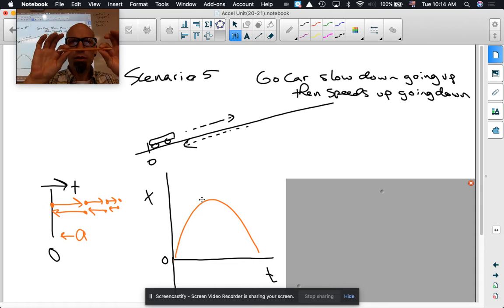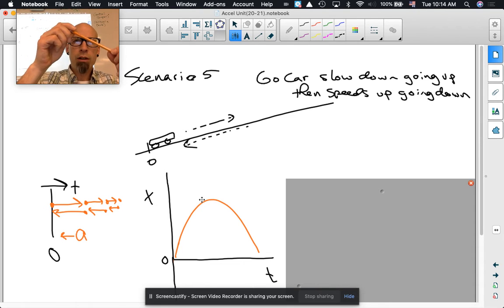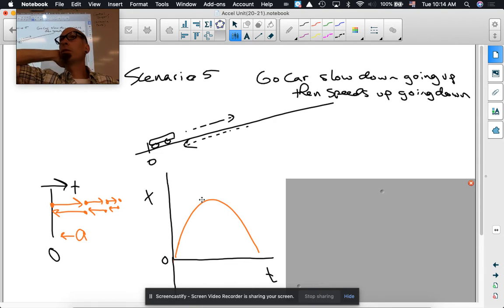I hope you're seeing it goes from, oh, wait a minute. Am I doing this backward? It goes from, oh gosh, what is that? That's positive. So it starts from a positive slope, goes up until it becomes 0, and then it goes to a negative slope. So see, here's what is so confusing about this.